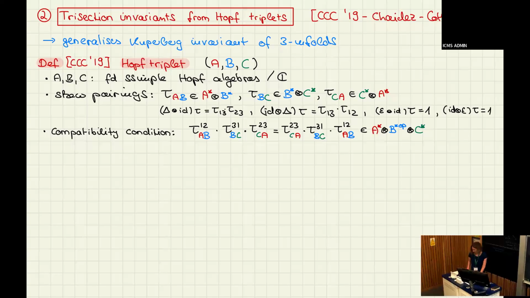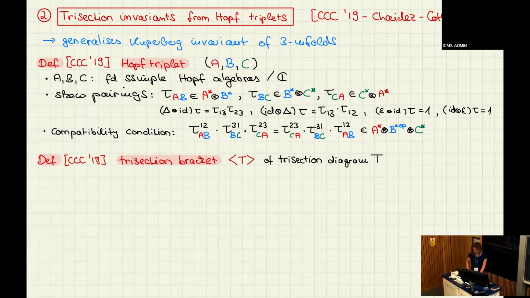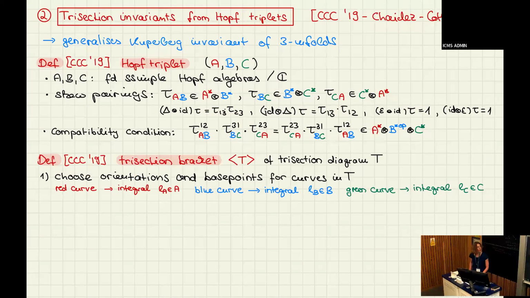And then they defined the four-manifold invariant as follows. So they define something they call a trisection bracket of a trisection diagram that's exactly analogous to the construction of the Cooper-Berg invariant. So what I do is first you choose an orientation and a base point for all of the curves in the diagram. And then you associate to the red curve the integral of the red Hopf algebra.